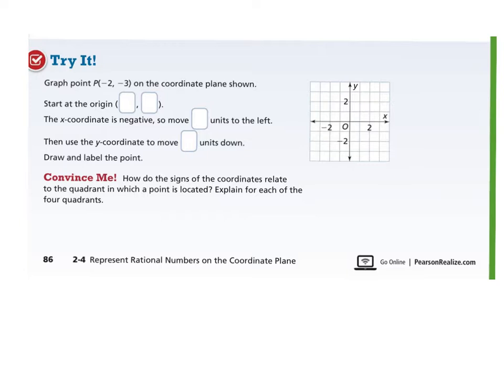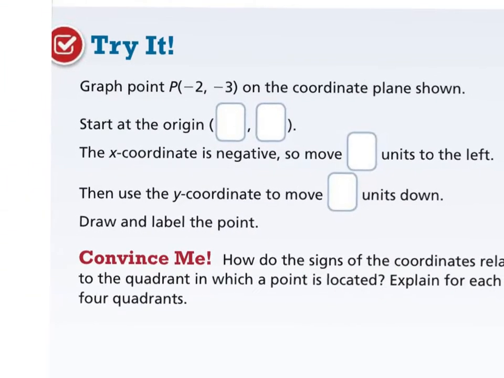If you look at the Try It, they want us to graph the point -2, -3 on the coordinate plane. To start with, we're going to start at the origin. They want us to write the coordinates of the origin we talked about a minute ago. That would be 0, 0. When you go to graph these, it's not a bad idea to write x and y above the numbers, so that helps you remember which one is which. Obviously, if we do it in the wrong order, we're going to be at the wrong point on the graph.